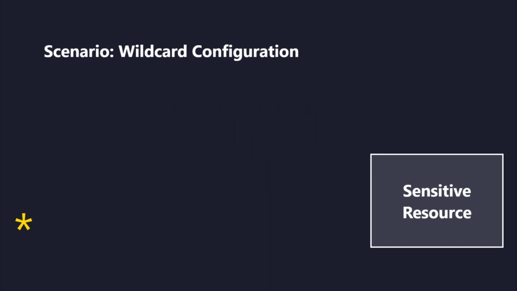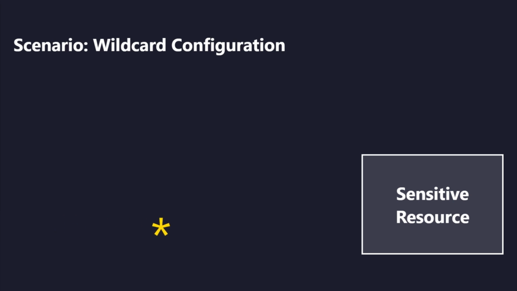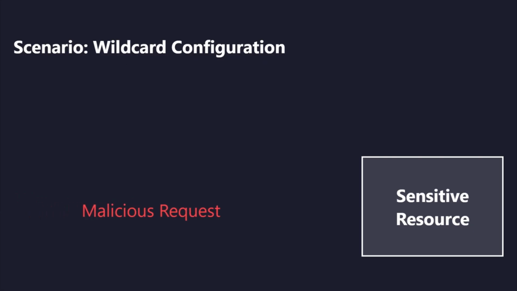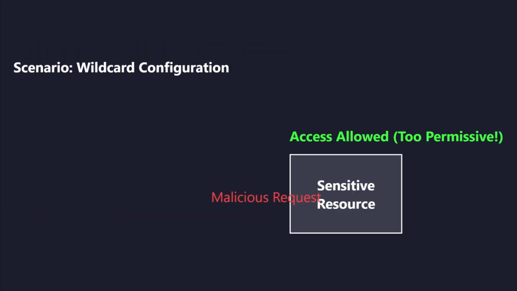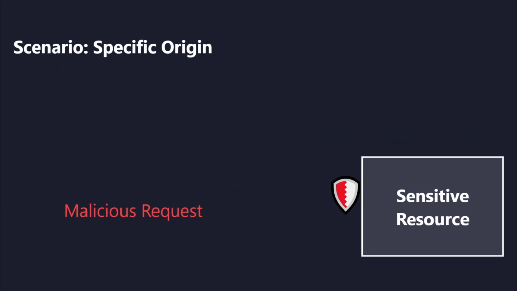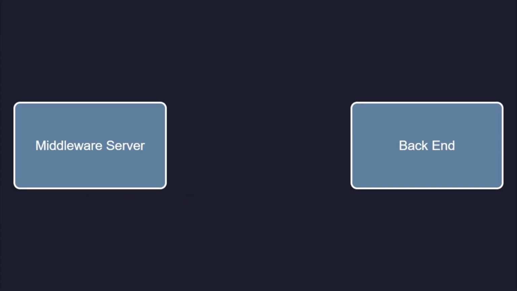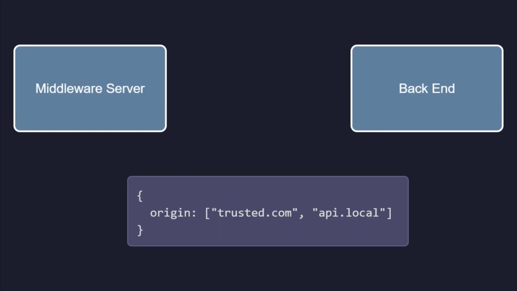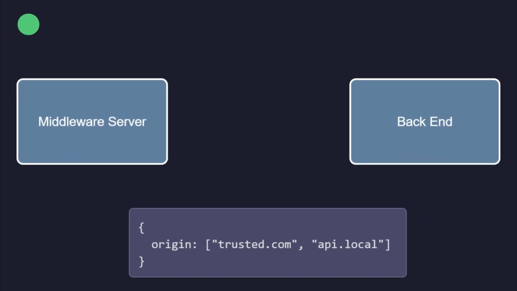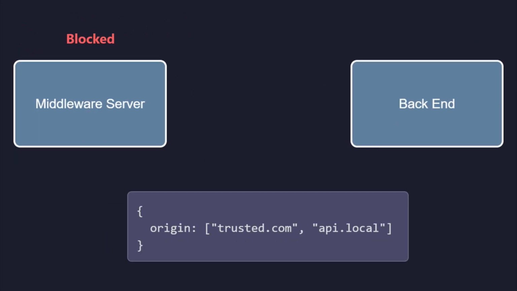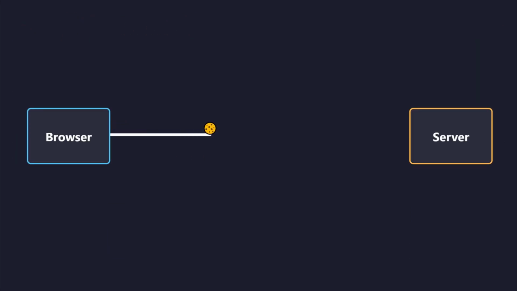While a wildcard allows all origins to access your resources, it is often too permissive for production environments. This setting should be avoided for sensitive data because it bypasses the browser's safety checks that prevent malicious websites from making requests on behalf of users. You can pass a configuration object to the middleware to define an origin property that contains a single allowed string or an array of trusted domains. This whitelist approach ensures that only your authorized front-end applications can communicate with your backend server.